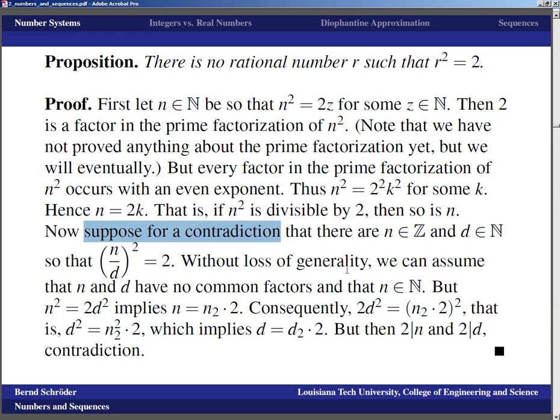And we came up with something that can't be true, because on one hand, n and d have no common factors, and on the other hand, 2 divides both of them. That can't be. The only way that can happen is that what we started out with is wrong. And what we started out with was that there are these 2 numbers so that (n over d) squared is 2, and that means there can't be any 2 such numbers, and that means there can't be a rational number whose square is 2.